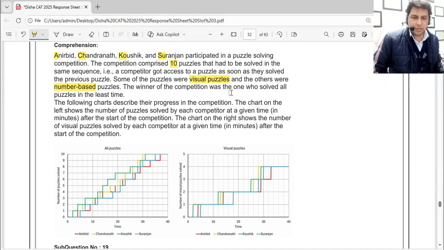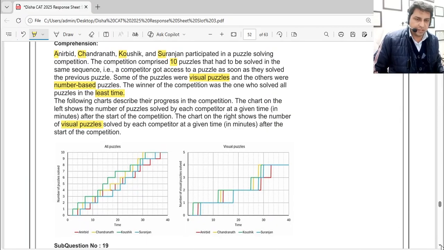The winner of the competition was the one who solved all the puzzles in the least time. So the winner is going to be the one who spends the least time. The following charts describe their progress in the competition. The chart on the left shows the number of puzzles solved by each competitor at a given time in minutes after the start of the competition. The chart on the right shows the number of visual puzzles. Okay, so let's just see both these graphs.